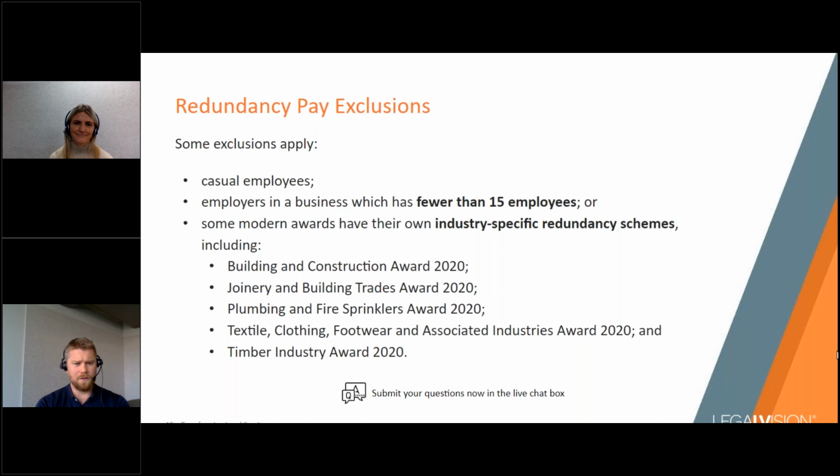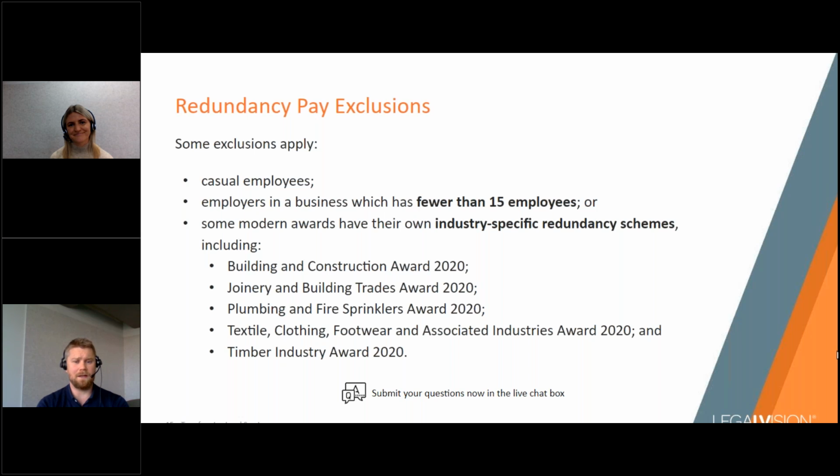It's not very common that employers are successful in asking for that, but it's possible, it's open to you. So that's just something to consider. The types of things that might assist you in that is if you're paying a whole heap of other very generous benefits to employees, and you might ask the Fair Work Commission to relieve you of the obligation to pay that statutory redundancy.